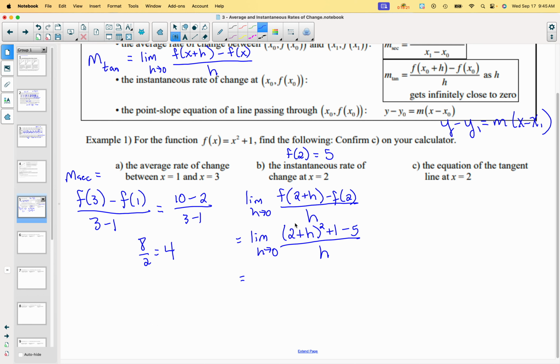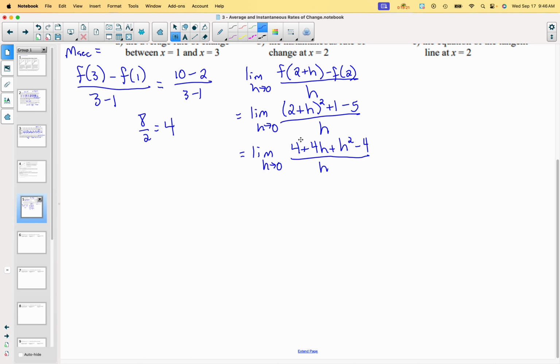So I'm going to have to expand this, use the formula, hopefully you know it, or a box, or FOIL. So I'm going to have 2 squared is 4, plus, multiply and double, I get 4h, plus h squared. Then I have a plus 1 and then a minus 5, so I'm going to combine those and get minus 4 all over h.